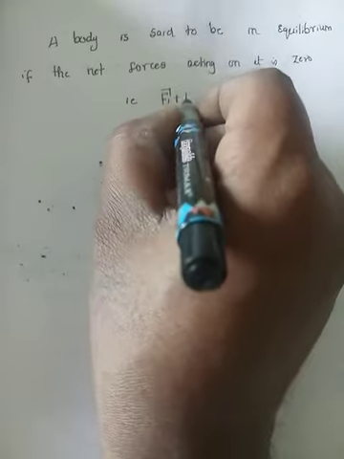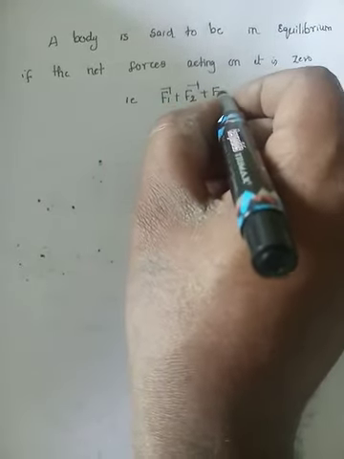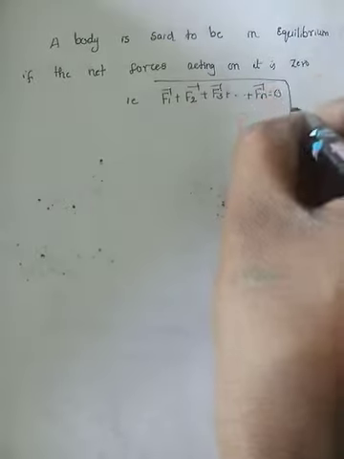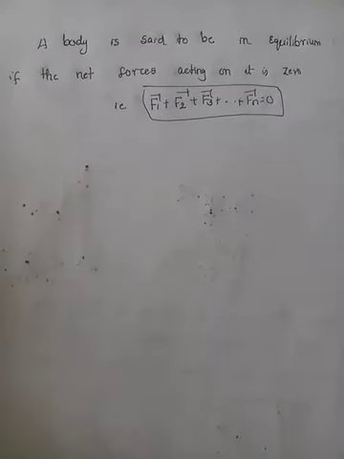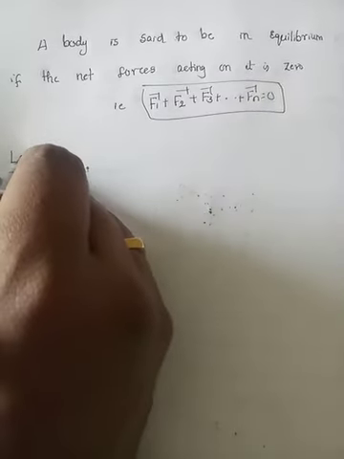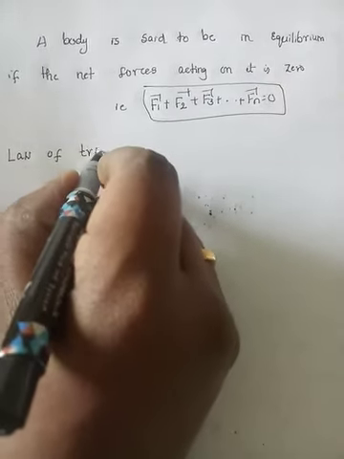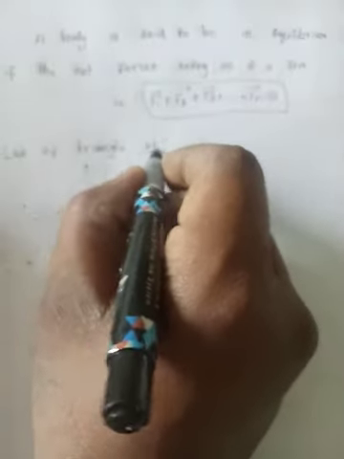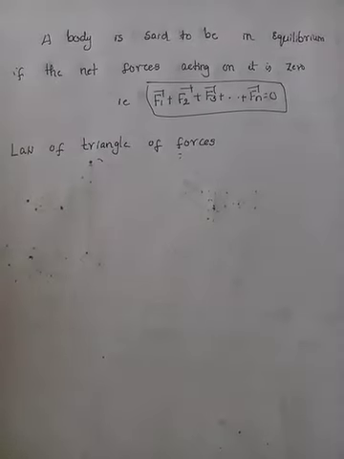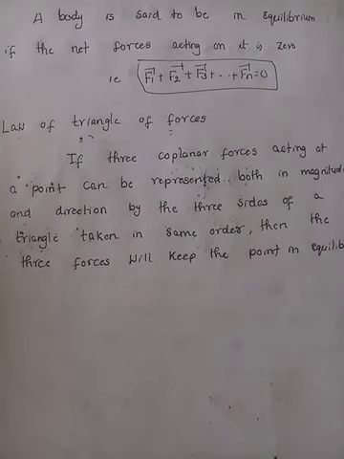If n forces are acting, then we can write F1 bar plus F2 bar plus F3 bar and so on plus Fn bar is equal to 0. So by using this law of equilibrium, we have some laws. First one is the law of triangle of forces. So what is the law of triangle of forces?